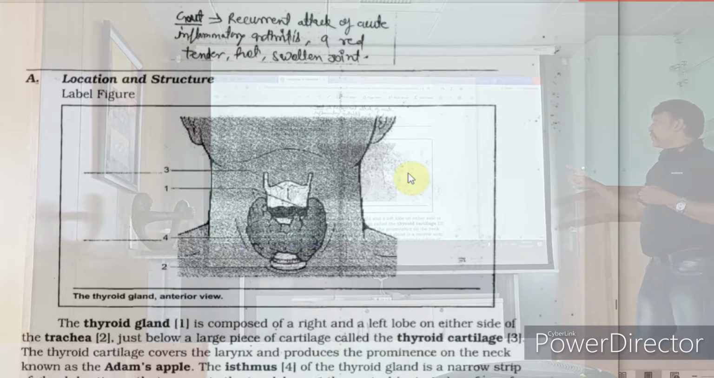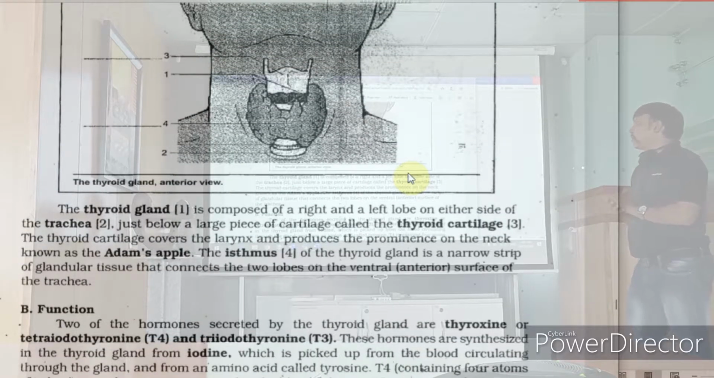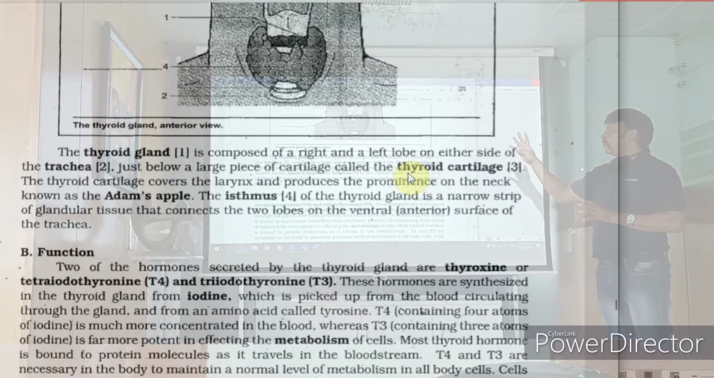Then below that comes your isthmus. Scroll down. Number 4. It is the middle part that connects the two lobes, both right and left. It is in the anterior. The isthmus is there. That's all. Only 4 parts on it.